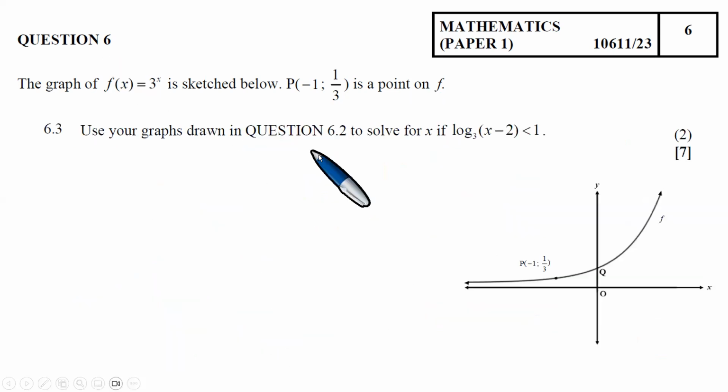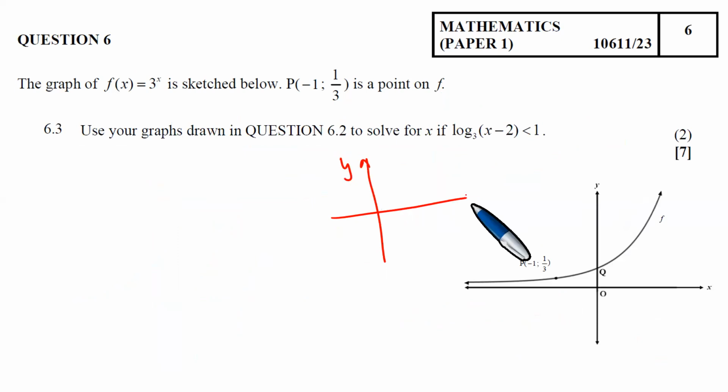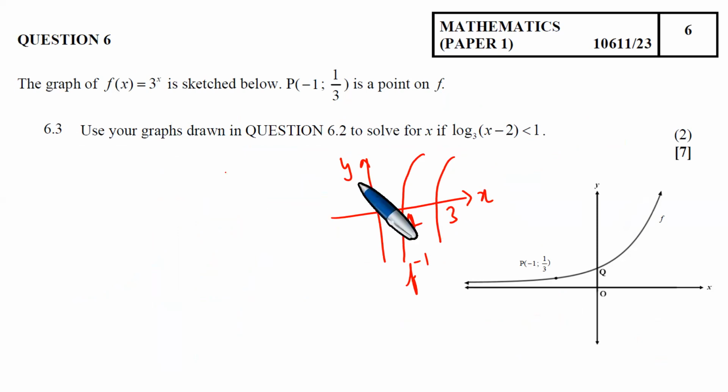Use your graphs drawn in the previous question 6.2 to solve for x if this is the case. We remember the graphs are like this. This is the y-axis, and this is the x-axis. So this is a graph that passes through the inverse. This one here passes through (1, 3). Use your graphs drawn in question 6.2 to solve for x if you have this one.